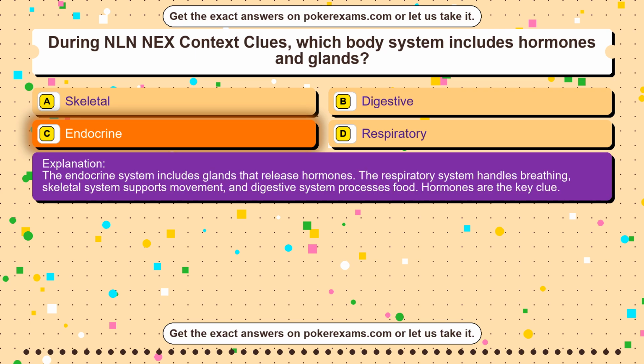The endocrine system includes glands that release hormones. The respiratory system handles breathing, skeletal system supports movement, and digestive system processes food. Hormones are the key clue.